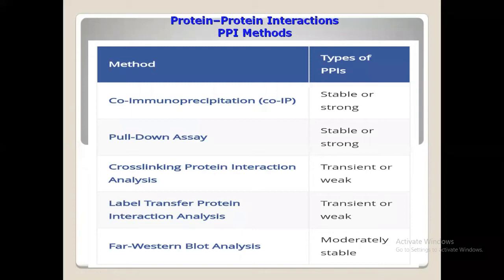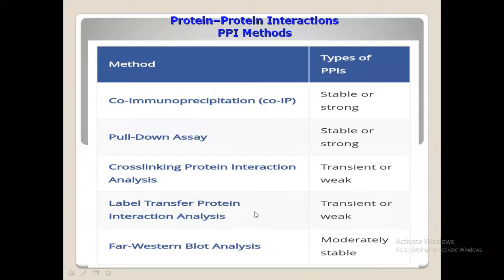It's a very important area, an important method for PPI. Which type of protein can be studied by this method? Transient or weak. Transient means some proteins, some enzymes involved in metabolic pathways, will form some intermediates. These intermediates are not stable for a long period. They will disappear very quickly. They are weak. So for those kinds of transient or weak proteins, cross-linking protein interaction analysis is the best method.